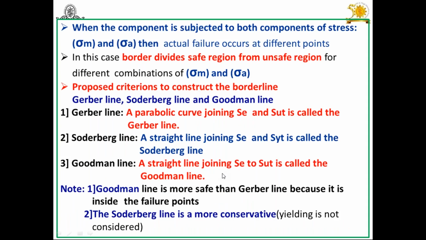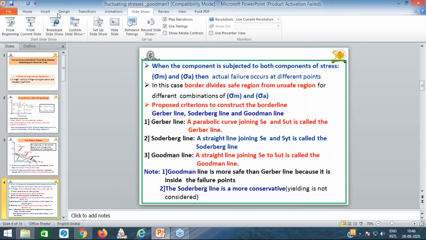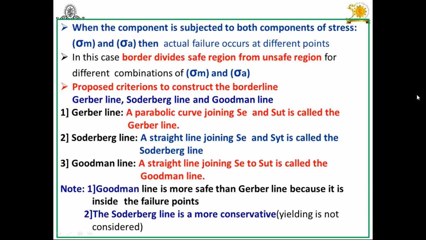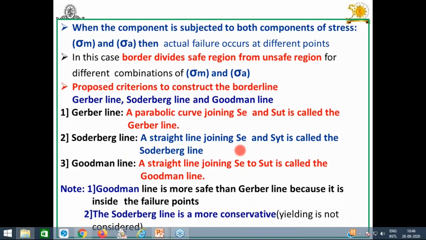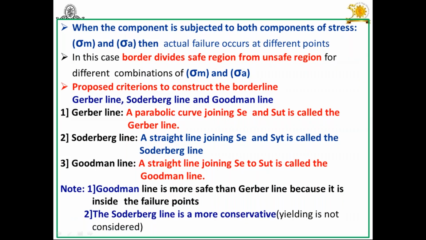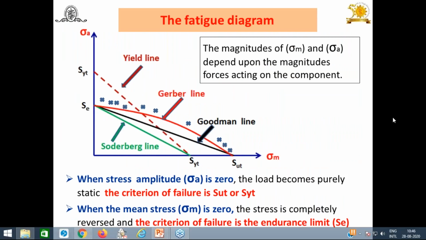Try to remember this. And that's why the Soderberg line is more conservative. Why more conservative? Look at this again. These points, you will get the idea. Look at this from the diagram also. I have told you that when subjected to fluctuating load, a component may fail before the Syt also. But if I join the Syt and Syt, look at this.